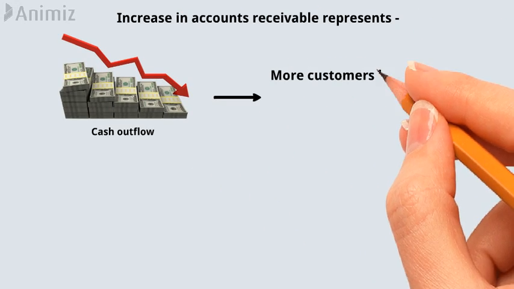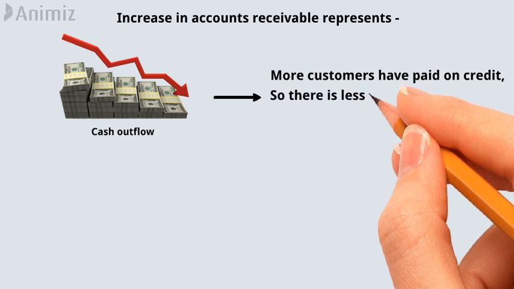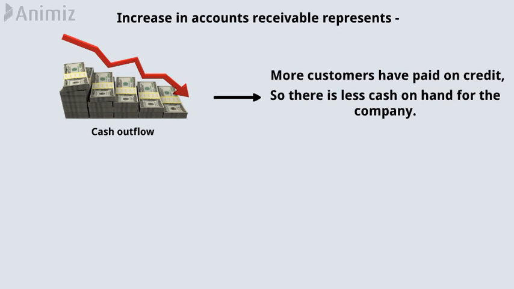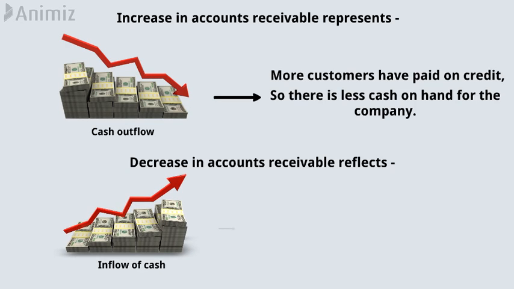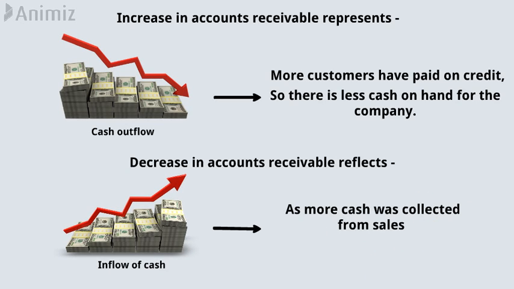On the other hand, an increase in accounts receivable represents a cash outflow, because more customers have paid on credit, so there is less cash on hand for the company. Whereas a decrease in accounts receivable reflects an inflow of cash, as more cash was collected from sales that were previously paid for on credit.